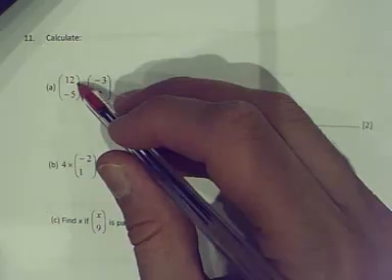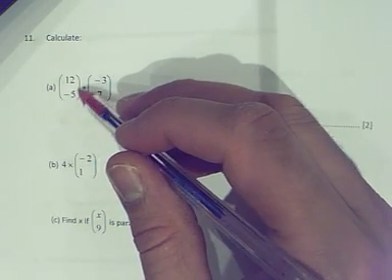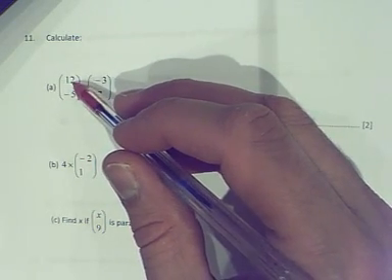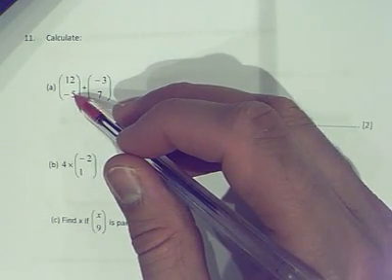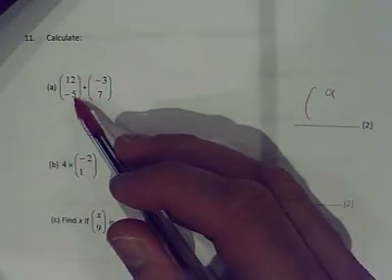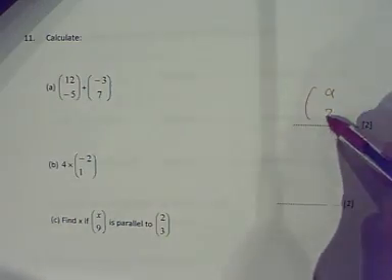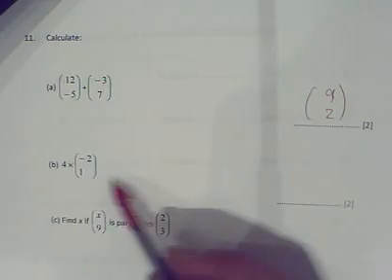Right, when you're adding vectors, remember the top number is the x movement, the bottom number is the y movement. So 12 on the x, minus 5 on the y means 12 to the right, 5 down. This means 3 to the left and 7 up. So 12 right, 3 left, that makes 9 to the right. And 5 down, 7 up, that makes 2 up. You just add the top, the x movements, and add the bottom.